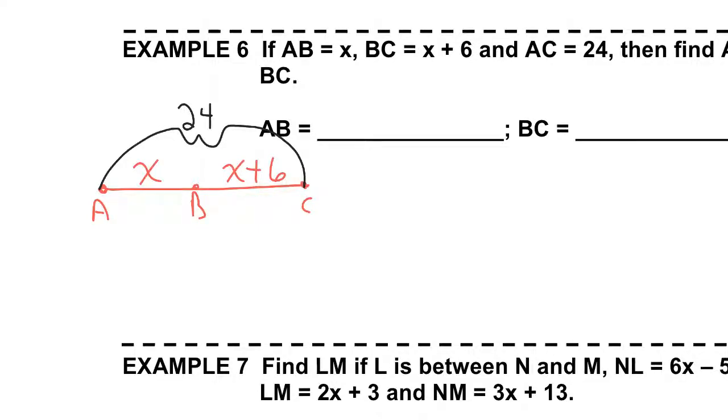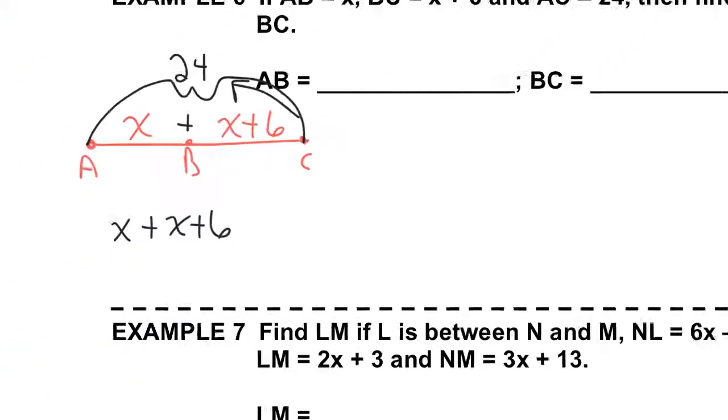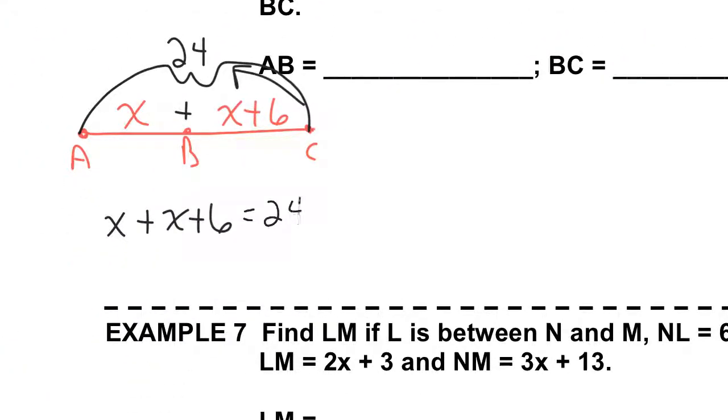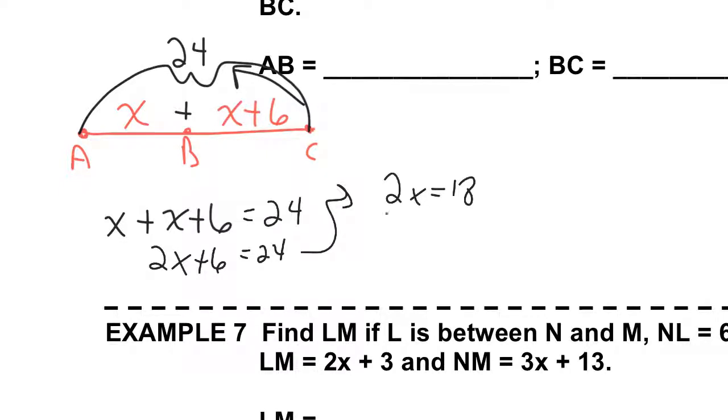Now, this has variables in it, but if you remember, the pieces added together equal the whole. So let's do that. X plus X plus 6 is the same thing we did up here as adding 4 plus 5. It's just now we actually know what it equals, 24. So now I can solve this, find X, and find everything else. So 2X plus 6 equals 24. We would subtract 6 from both sides and get 2X equals 18. And when we do that, we divide both sides by 2. We get X equals 9.